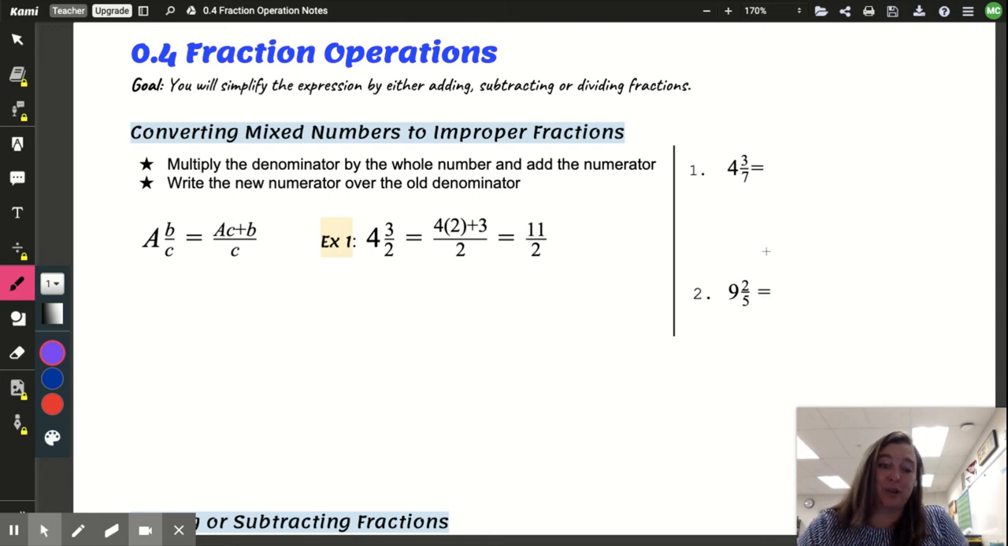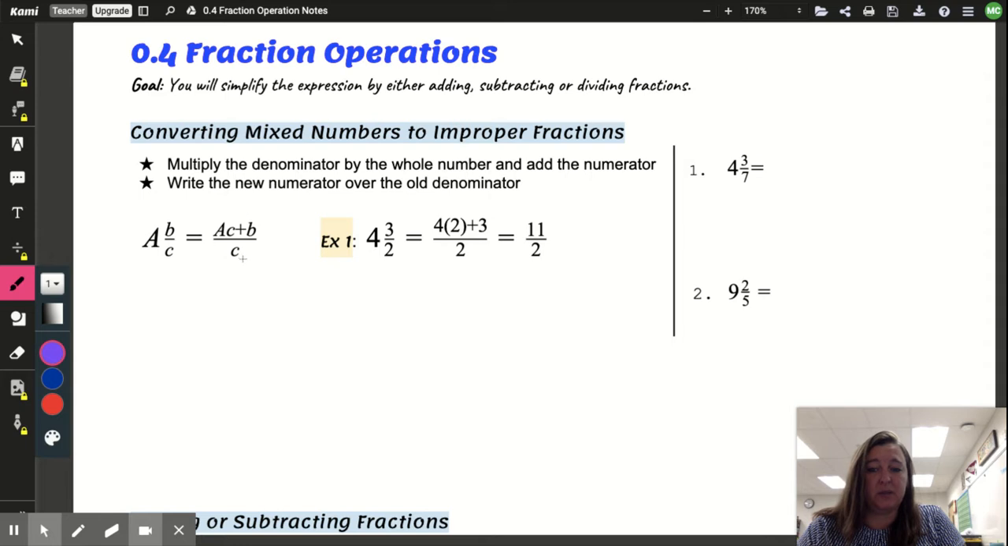We're going to be looking at fraction operations today. The first thing we need to be able to do is change a mixed number into an improper fraction. There is some very algebraic notation here that tells you how to do that. Essentially, you're taking the denominator, multiplying it by the whole number, and then adding it to the numerator. And then the denominator stays the same.